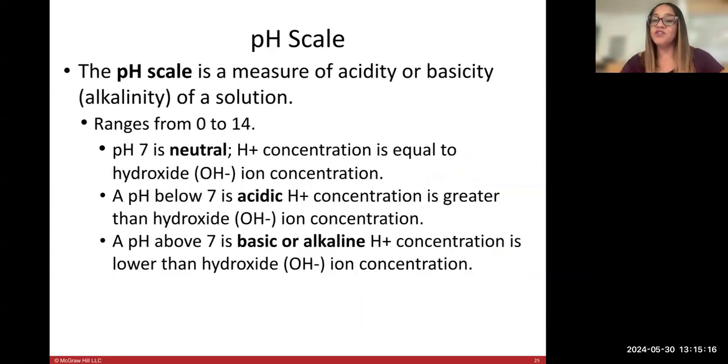The pH scale is a measure of acidity or basicity, alkalinity, of a solution. It ranges from 0 to 14. 7 is neutral. The hydrogen ion concentration is equal to the hydroxide ion concentration. A pH of below 7 is an acid. The hydrogen ion concentration is greater. And then a pH of above 7 is basic or alkaline. Hydrogen ion concentration is lower, and the hydroxide ion concentration is higher.